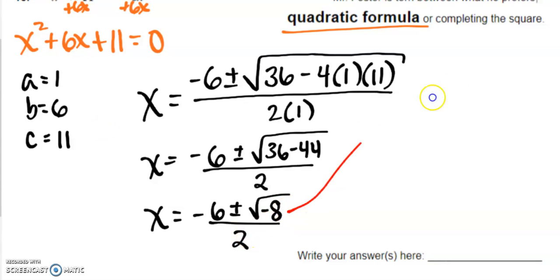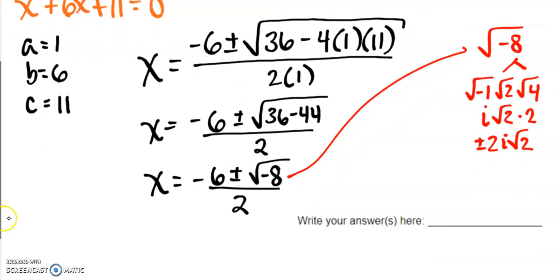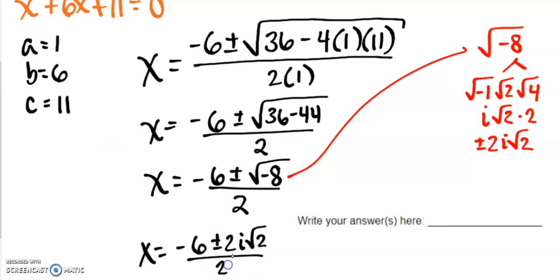So I need to take that negative 8 and I need to do some side work to break it down. I know I'll have negative 1, 2, and 4. Well, the square root of negative 1 is i. The square root of 2 is just the square root of 2. And the square root of 4 is 2. So I'll get plus or minus 2i root 2. So now I'm at the point where x equals negative 6 plus or minus 2i root 2, all over 2.